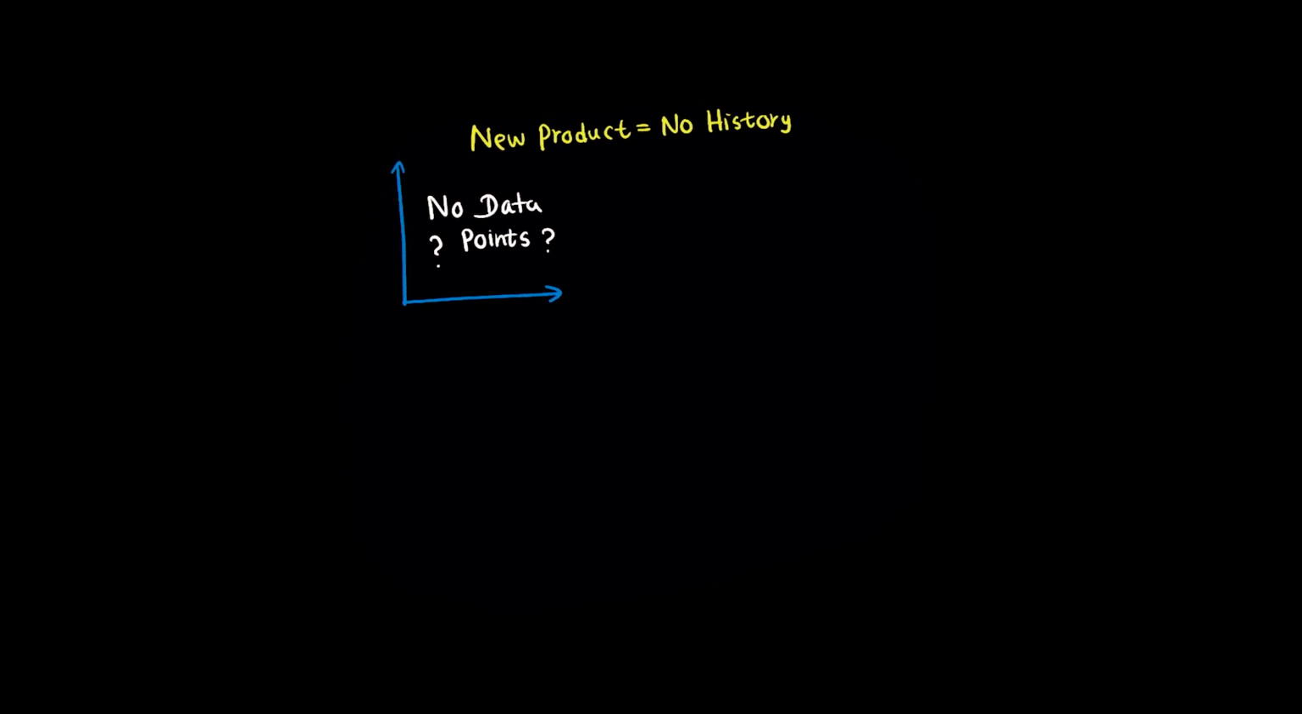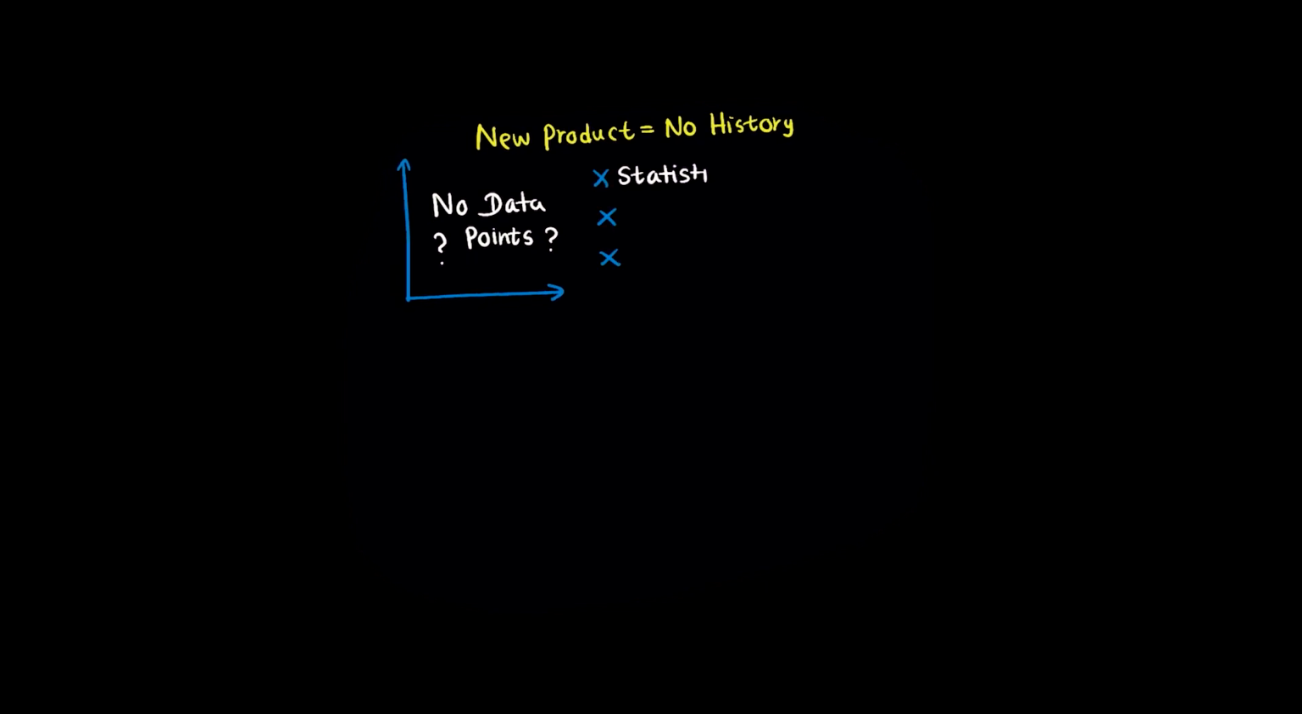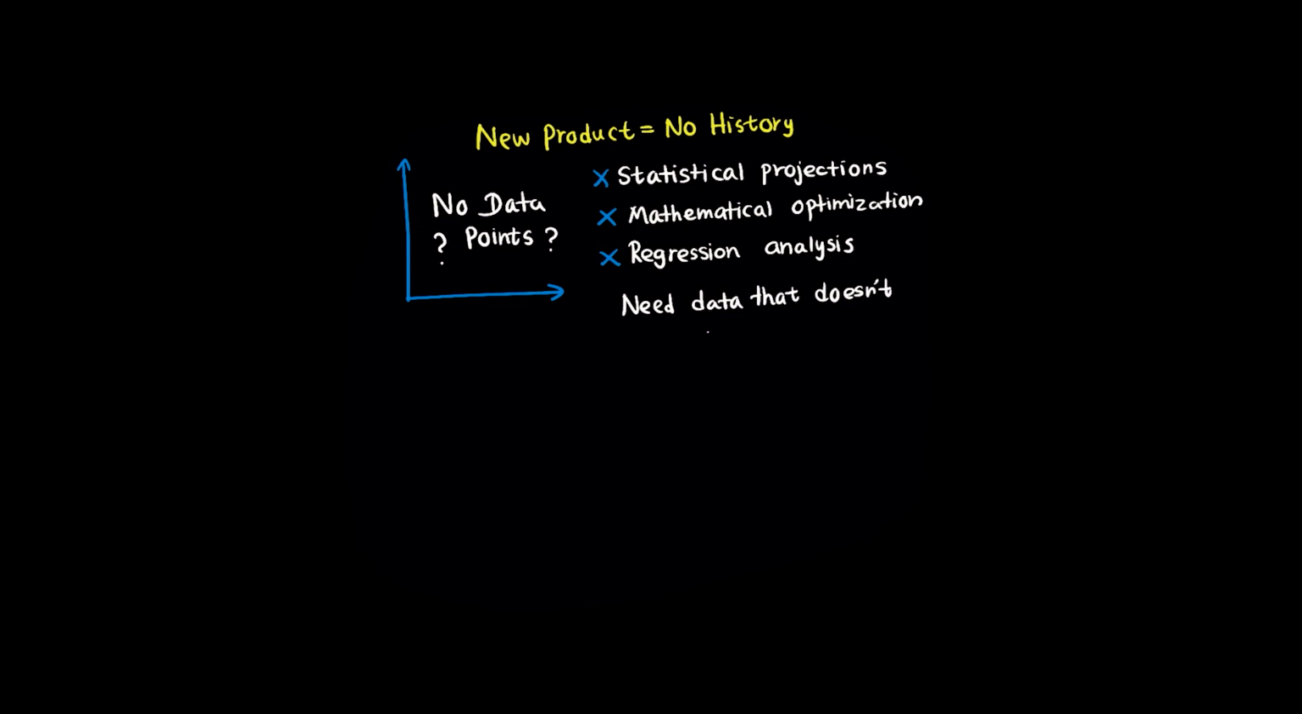New product introductions present a unique analytical challenge. There's literally no historical data to analyze. Imagine inventing the first smartphone before they existed. You can't run statistical projections without baseline data. Project from what? Mathematical optimization needs numbers that don't exist yet. Regression analysis requires historical relationships. But there's no history. What does work?